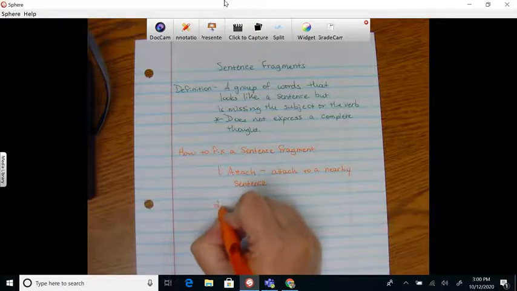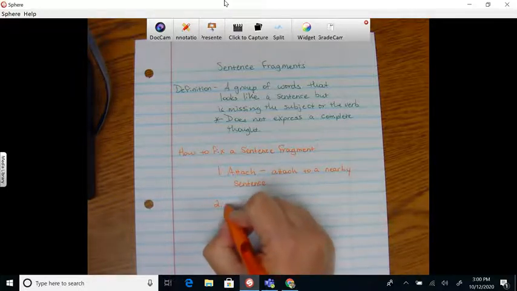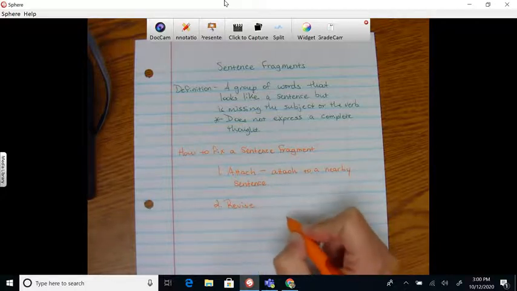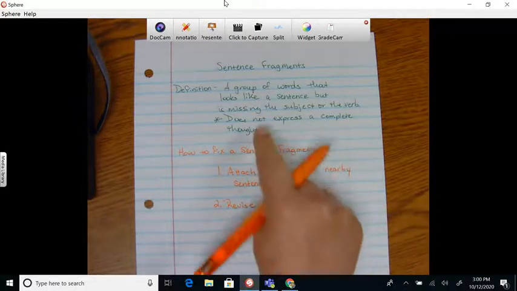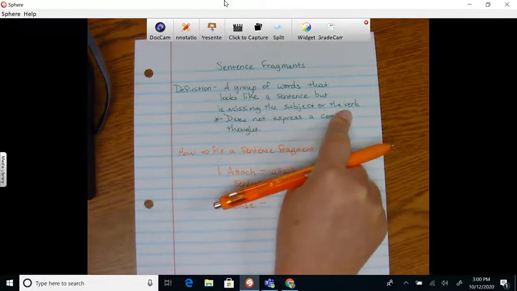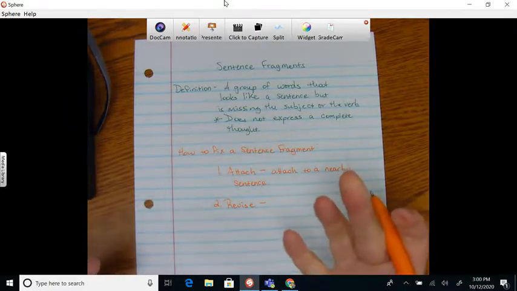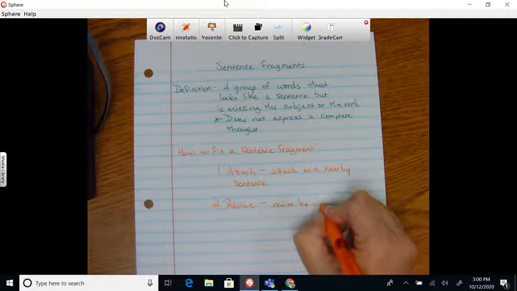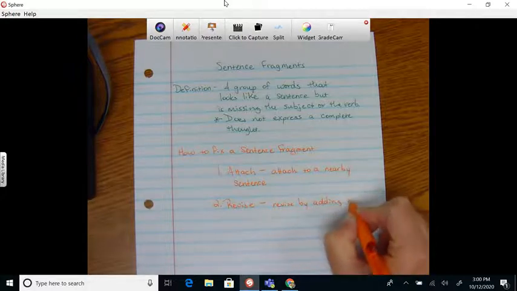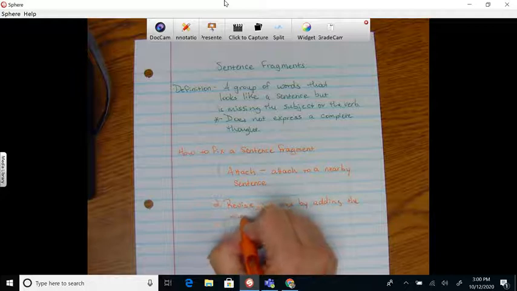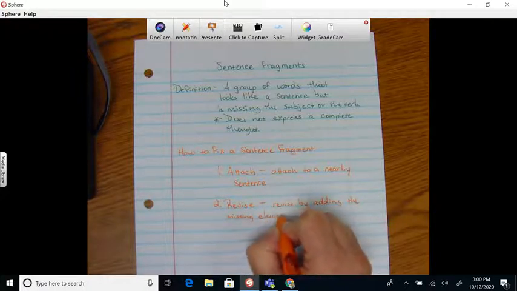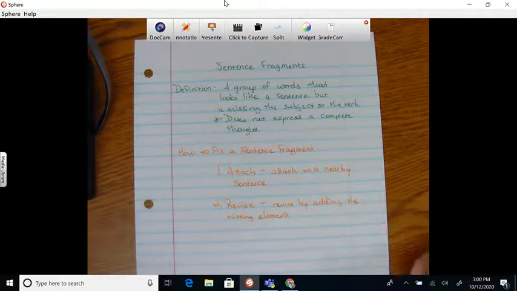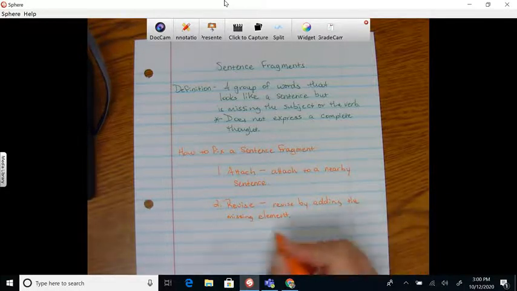So then two, the option that you have is to revise. And you can revise, see, it's talking about missing a subject or a verb, right? It means something is missing, right? So revise by adding the missing element, right? Whatever is missing that defines a sentence, find it and put it in there. That's all that's there. Remember, we talked about this.